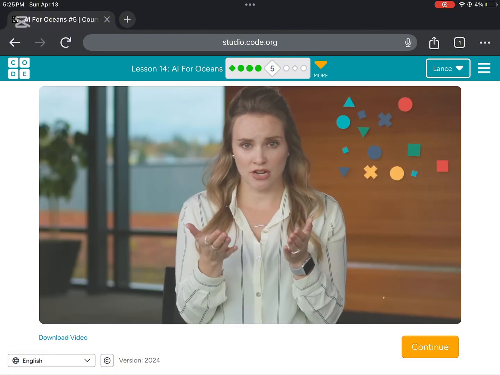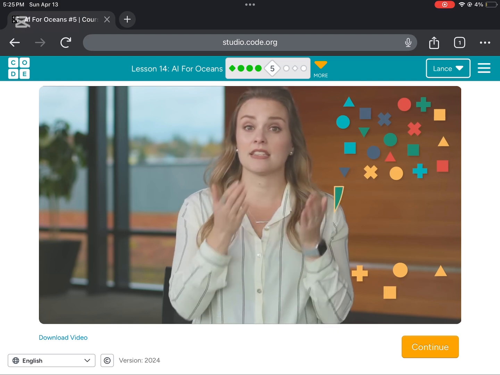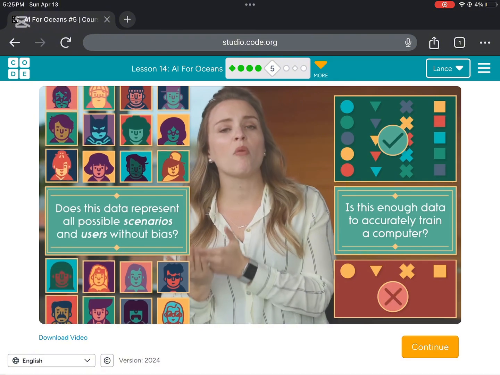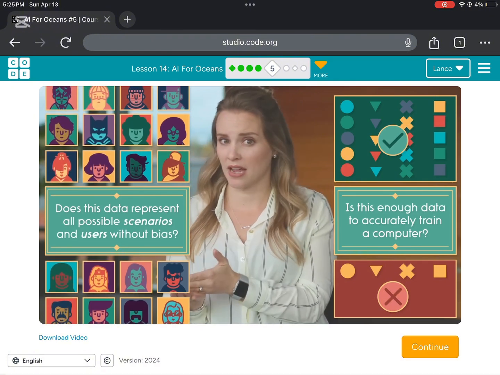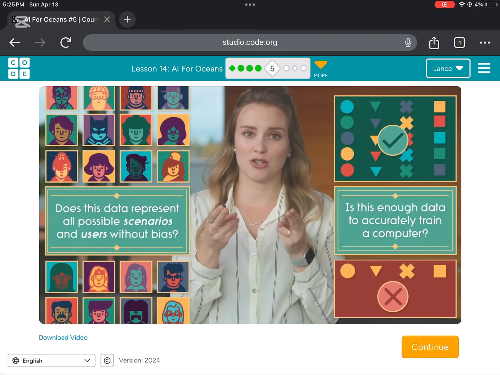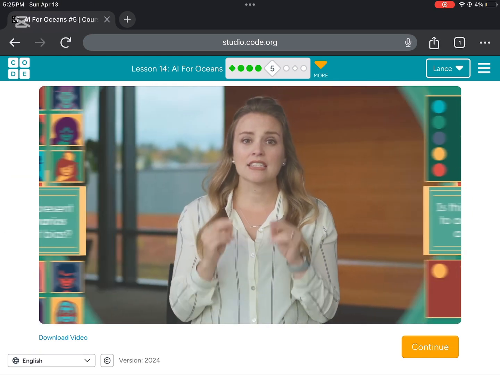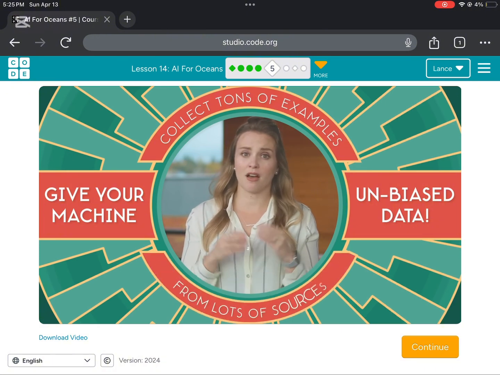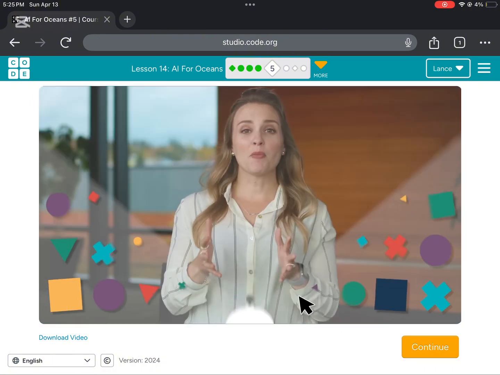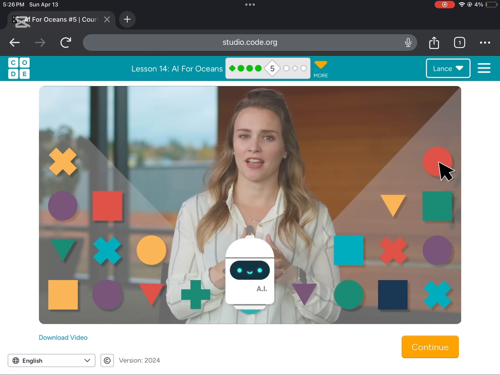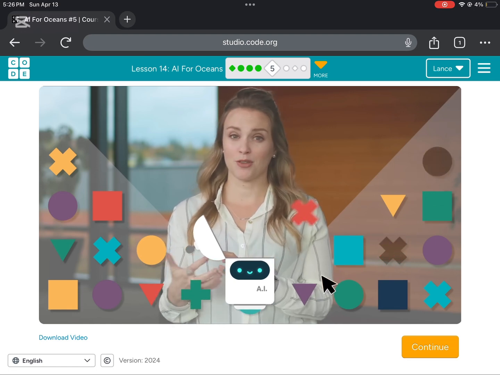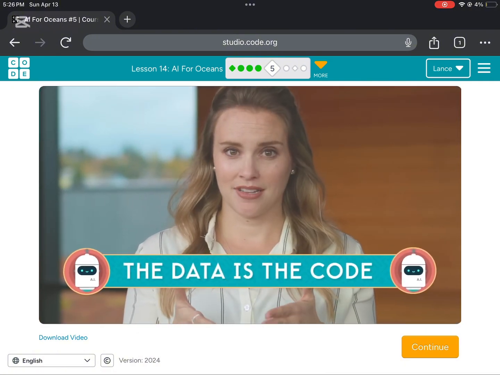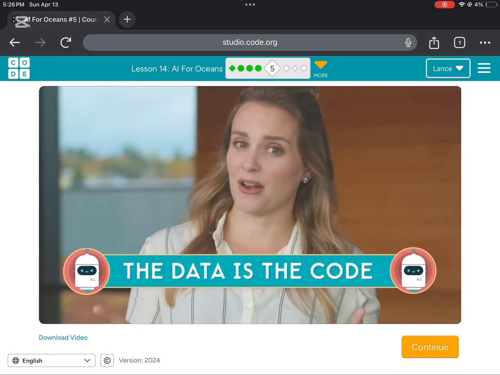So when you are looking at training data, ask yourself two questions. Is this enough data to accurately train a computer? And does this data represent all possible scenarios and users without bias? This is where you, as the human trainer, can play a crucial role. It's up to you to give your machine unbiased data. That means collecting tons of examples, often from lots of different sources. Remember, when you pick and choose data for machine learning, you're actually programming the algorithm using training data instead of code. The data is the code. The better the data you provide, the better the computer will learn.